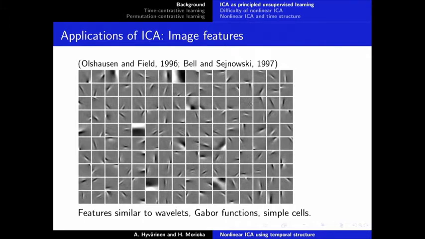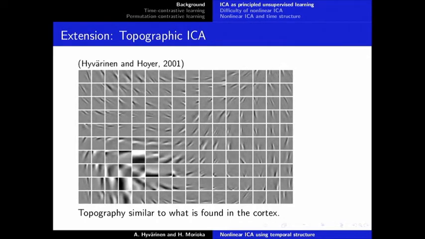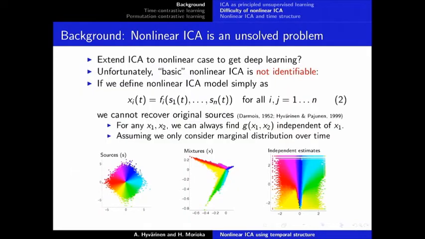Okay, and I will briefly show this idea that we had earlier, topographic ICA, where you build a probabilistic model that at the same time orders these features in a nice topographic, spatial organization.